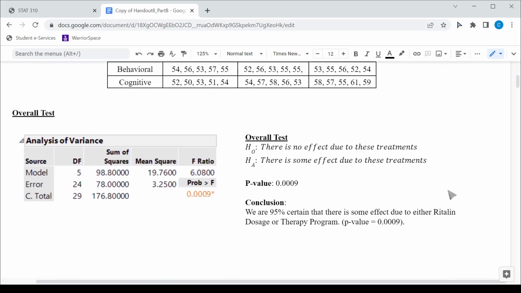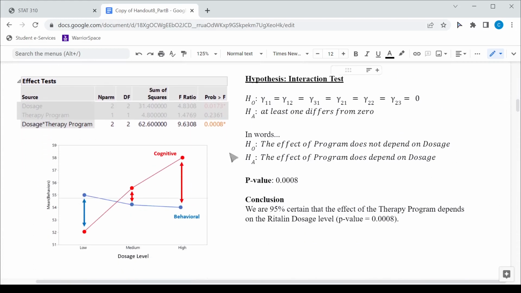In Part A, we considered the tests, which we wanted to look underneath the effect tests. Again, when we're doing those, we start at the bottom and work our way up. Because the interaction effect is significant here, we do not want to be looking at the dosage or therapy programs in isolation. We need to be considering those simultaneously or together, which is the interaction term here. We found out that the interaction term was significant, so that means that we're 95% certain that the effect of the therapy program depends on the Ritalin dosage.